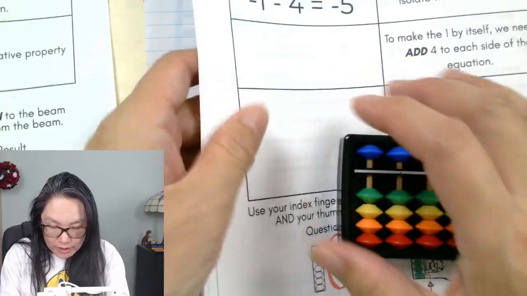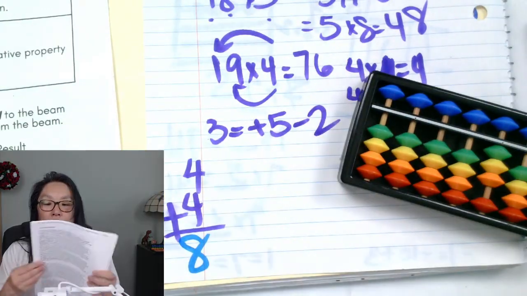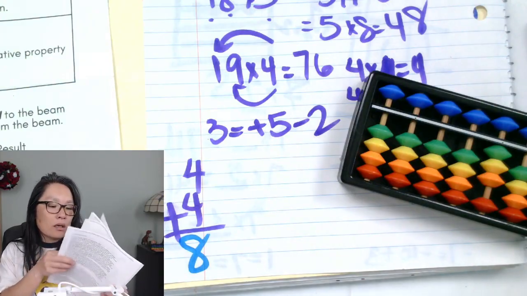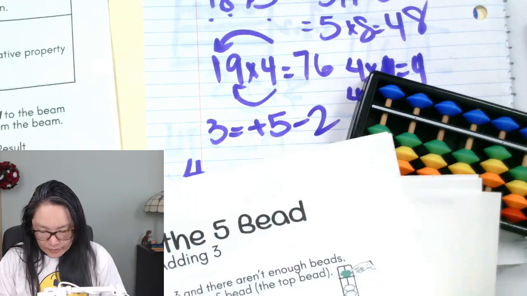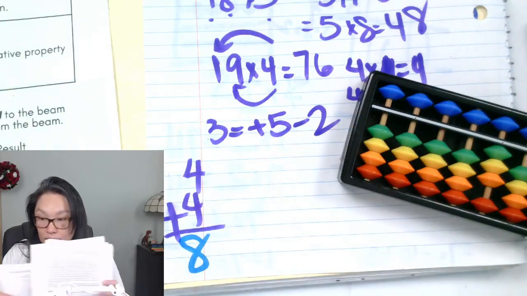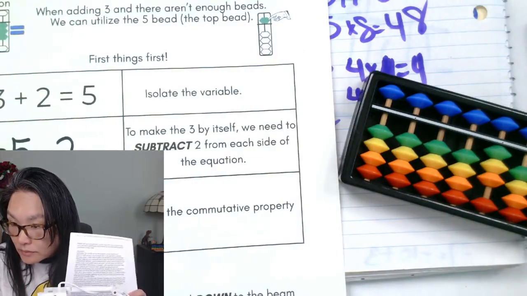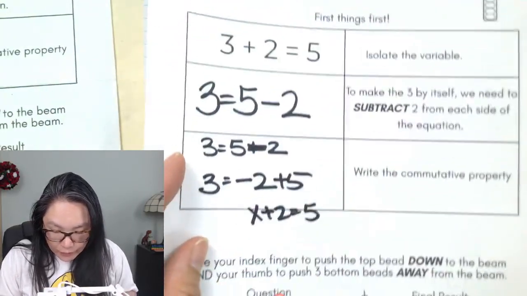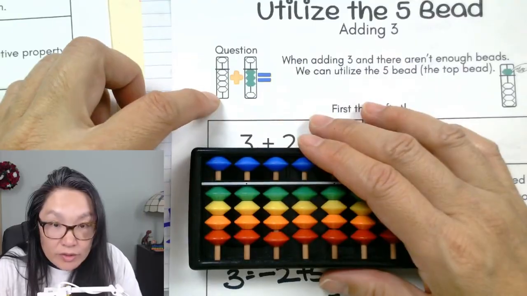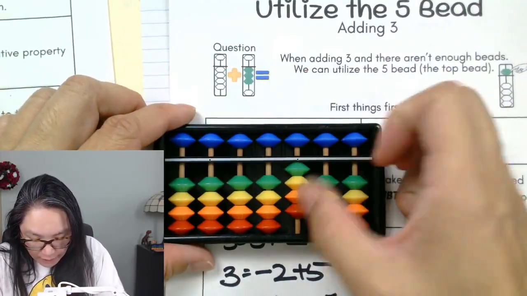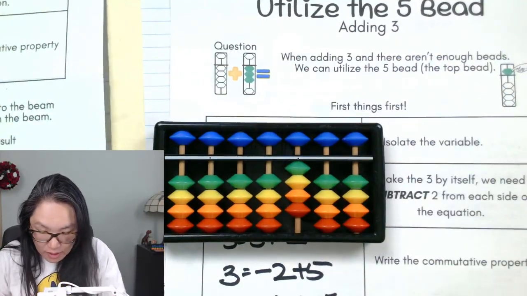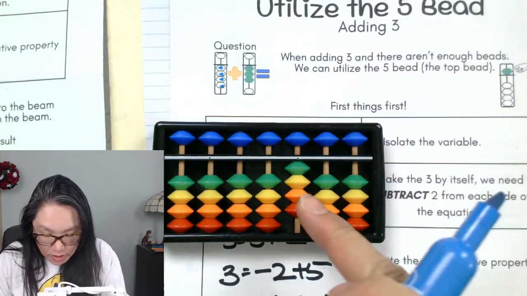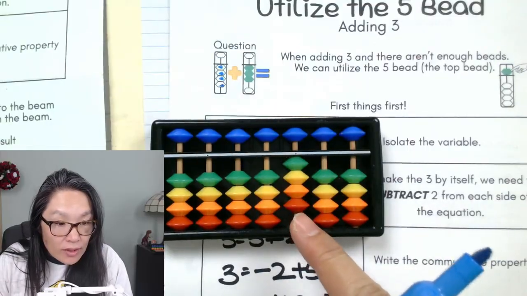We will do another one. We could do 3. So we're going to add the 3. What does that mean? Well, if you notice, my question is over here. My question is 4. I'm going to add 4 to my abacus, and I'm going to color it in. 1, 2, 3, 4. And I need to add the 3. Notice I don't have enough to add the 3.